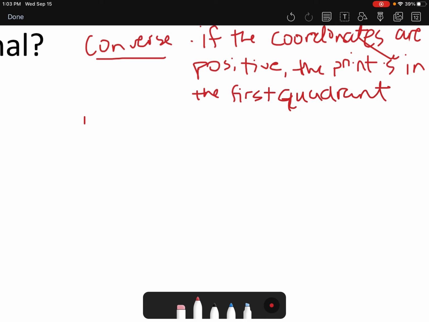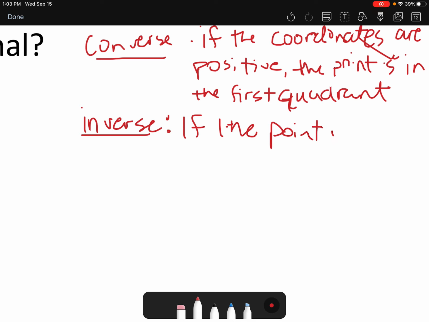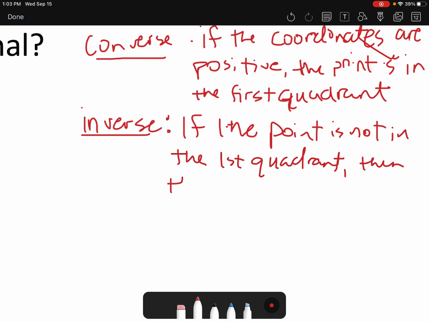Well, for the inverse, we're going to say if the point is not in the first quadrant, then the coordinates are not positive.